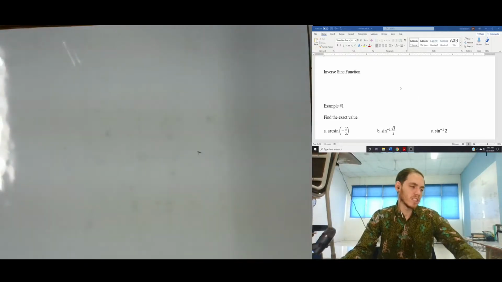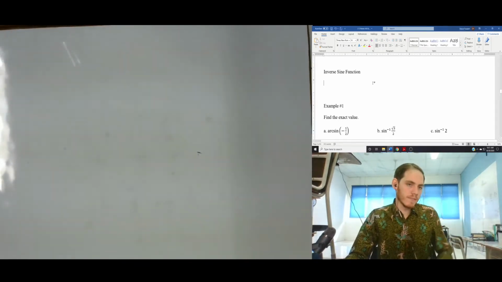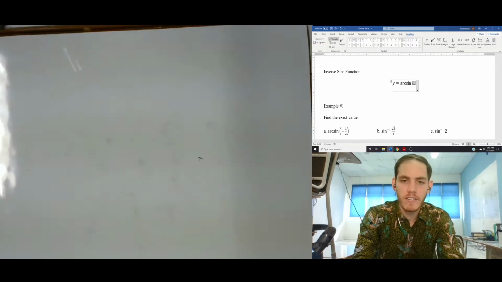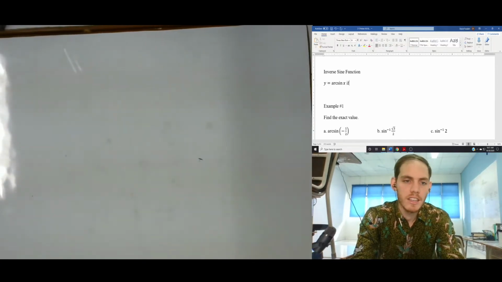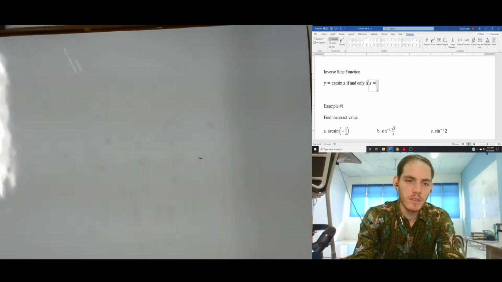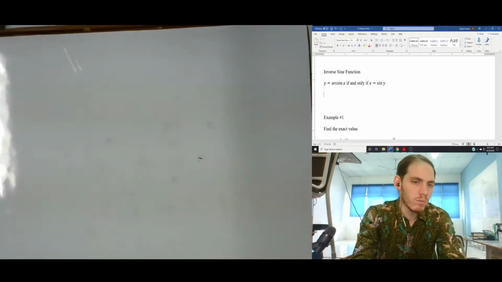Okay, welcome back students. We're going to talk about the inverse sine function. Now there is actually a crucial definition we need, so let me pull that out. The inverse sine function is this: y equals arc sine of x if and only if x equals sine of y. That is defined as if you switch it, y equals sine of x.